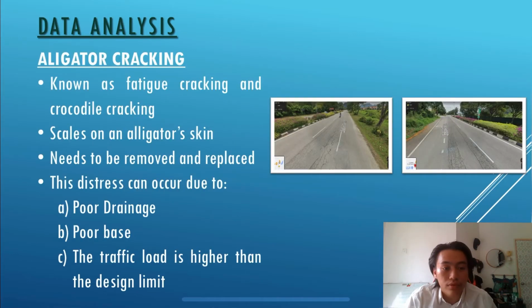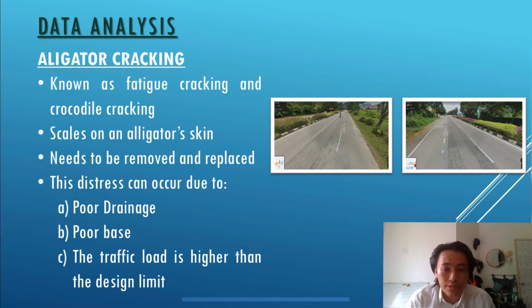Okay, for data analysis, we list out the types of distress found along Jalan Tambun. We have 7 types of distress. The first one is alligator cracking, also known as fatigue cracking or crocodile cracking, because it describes an asphalt damage pattern that forms scales like an alligator's skin.